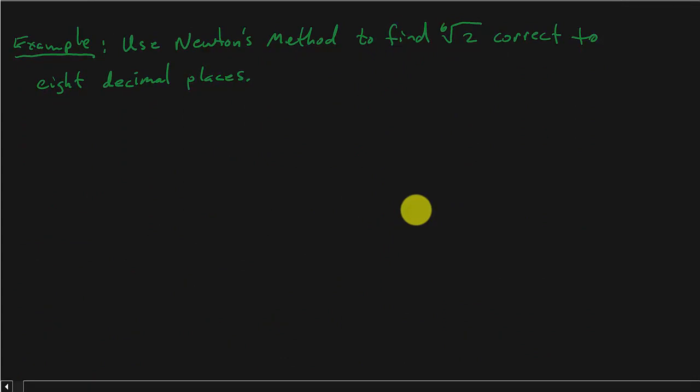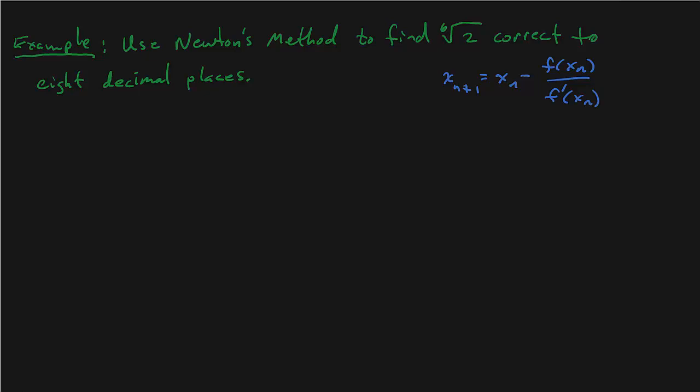All right, let's look at the next example. Use Newton's method to find the 6th root of 2 correct to 8 decimal places. All right, so how in the world do we do that? Well, how would we do the 6th root of 2 using Newton's method? Well, first we need what? We need a function, don't we? And once again, let's just write the formula down: x of n plus 1 equals x of n minus f of x of n over f prime of x of n.